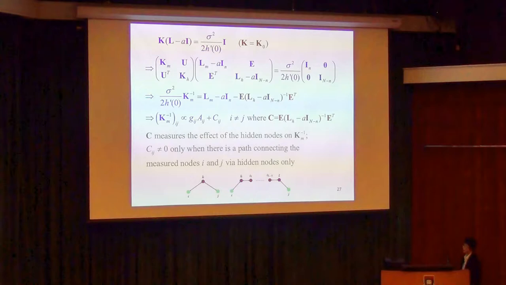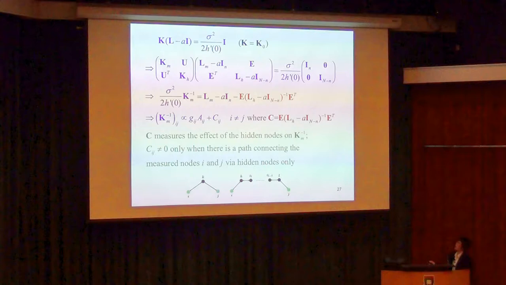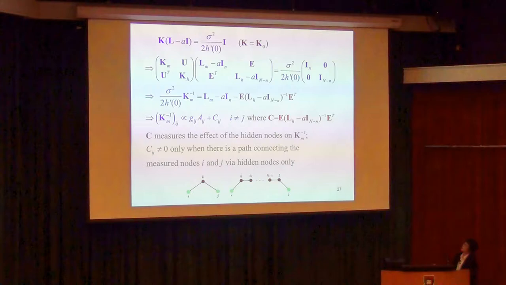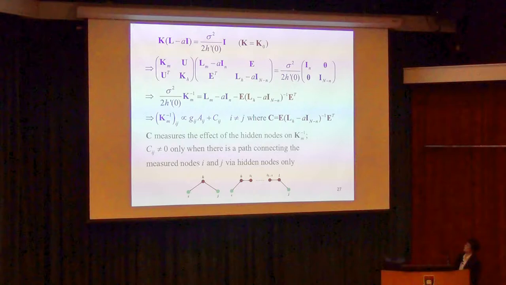And if you go through this, you can see that C_ij is, essentially, I can understand the result like this. If I look at the measured nodes, calculate the covariance matrix, and take the inverse, I will see that it is not just proportional to A_ij of the measured nodes, but there will be a correction due to the hidden nodes. This correction is summarized by C_ij. Because I have the full expression, I can work out what it is. In particular, C_ij will be non-zero only when the measured nodes i and j are connected through a path containing hidden nodes only. If this path does not exist, then C_ij will be zero.